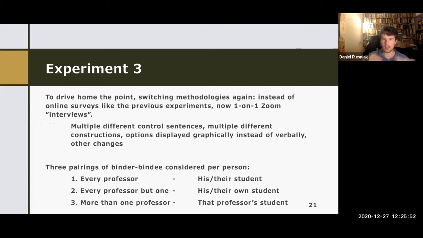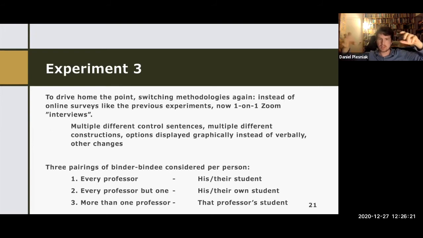This experiment was very elaborate and we can only look at a small subportion of it. It was dealing with more things than just what I've been talking about, but it had multiple different control sentences, topicalized, moved around, passives, topicalized passives, multiple different constructions were being tested. The options were displayed in this graphical way I was showing before instead of verbally. And we had, in fact, three pairings of binder and bindee per person. The first was every professor and his or their.